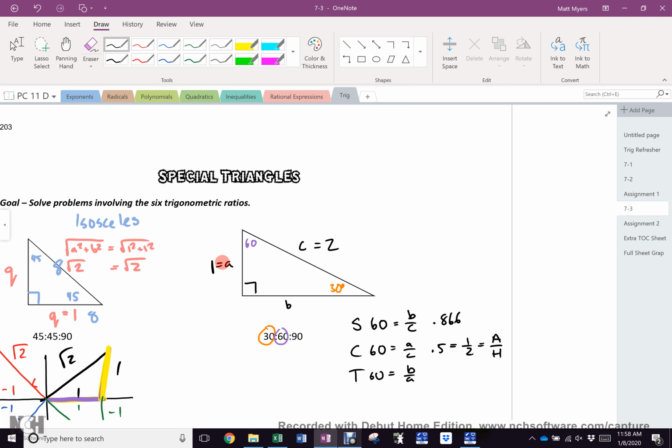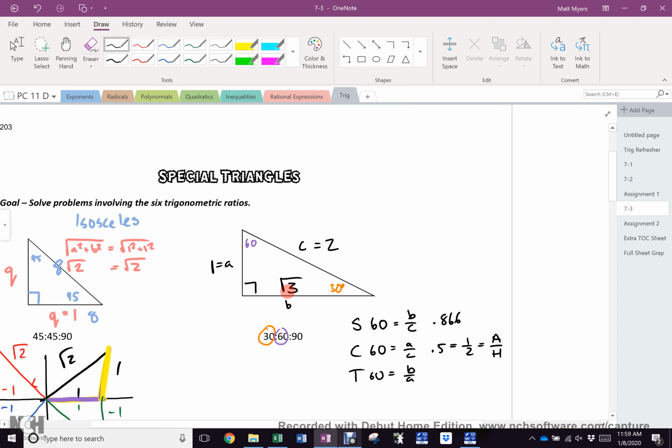How do you find the third side of a right angle triangle? Pythagoras. So do Pythagoras. I'm not doing grade 8 Pythagoras for you. Somebody tell me that answer. Root 3.